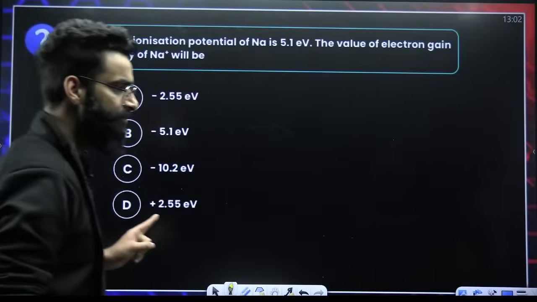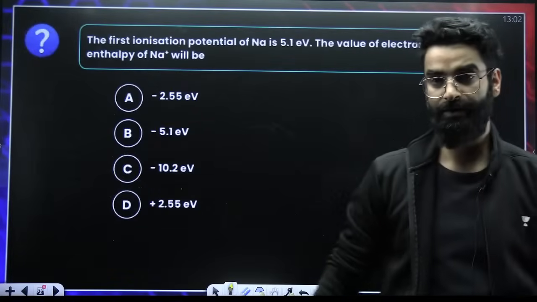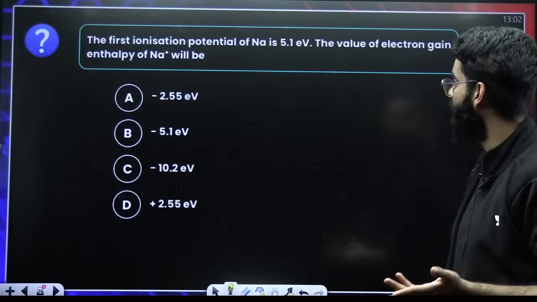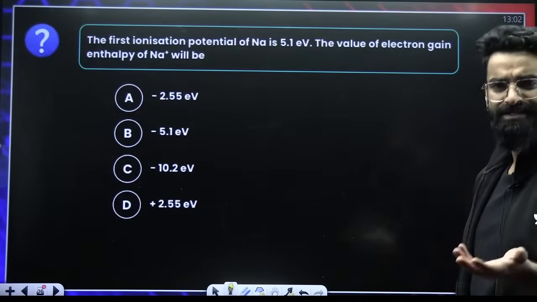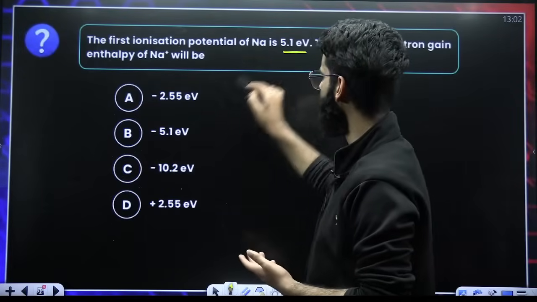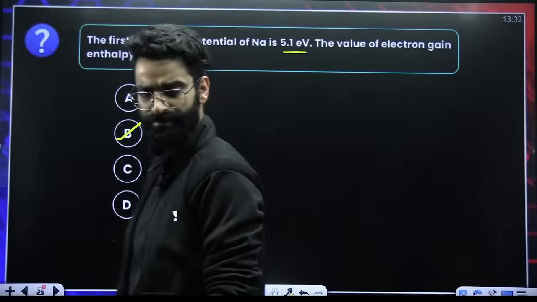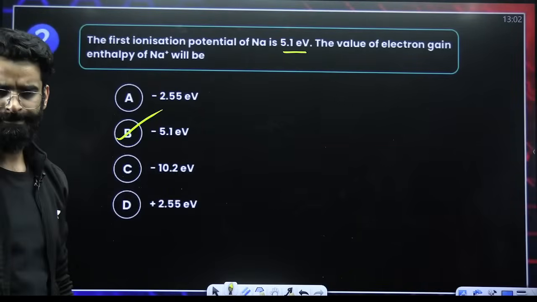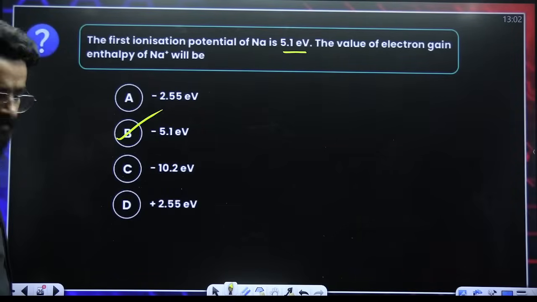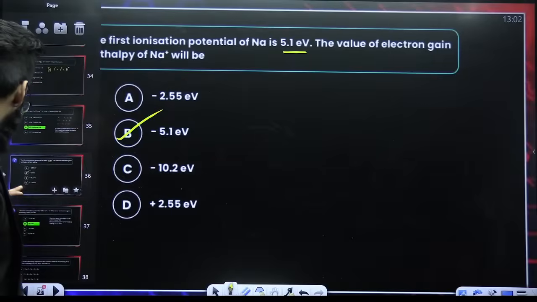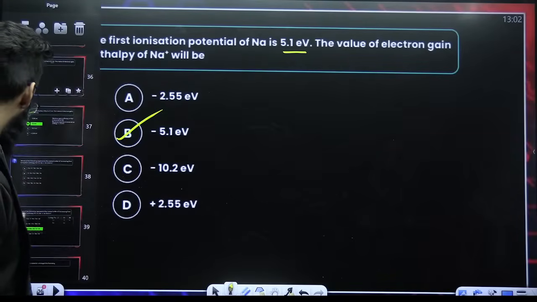The first ionization potential of sodium is 5.1 electron volt. The value of electron gain enthalpy is the reverse, so if it is plus 5.1, it has to be minus 5.1. Simple? Simple, guys? Okay.